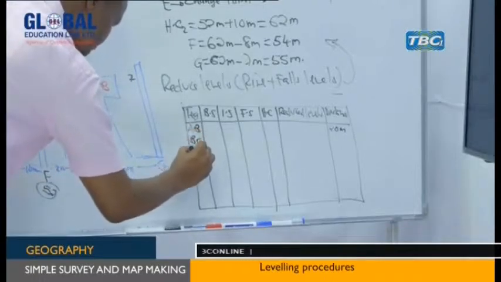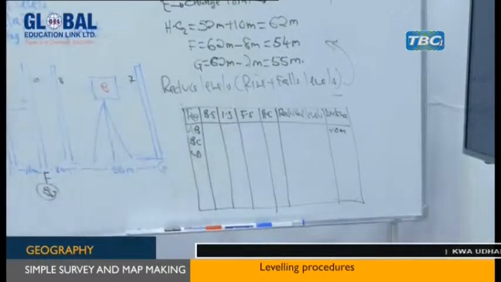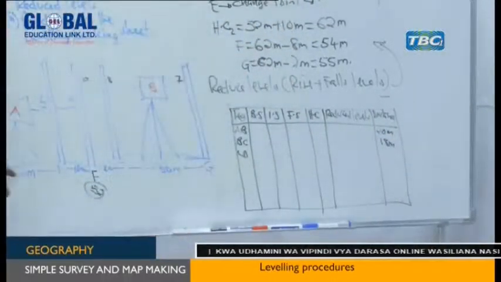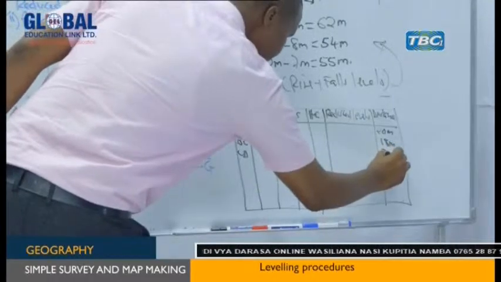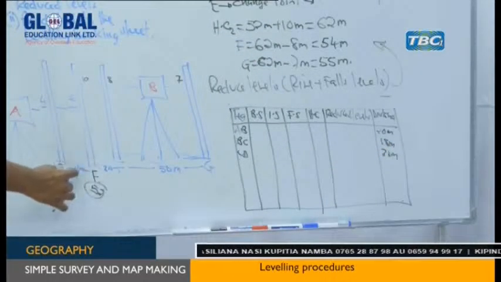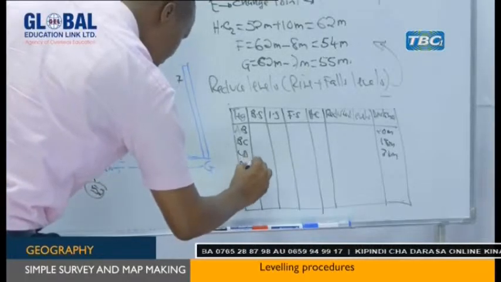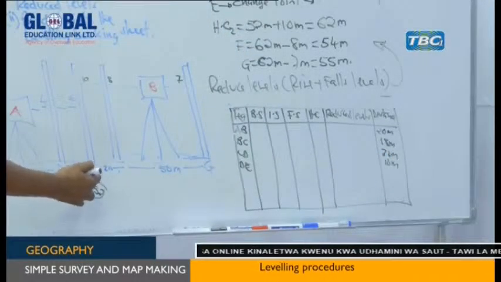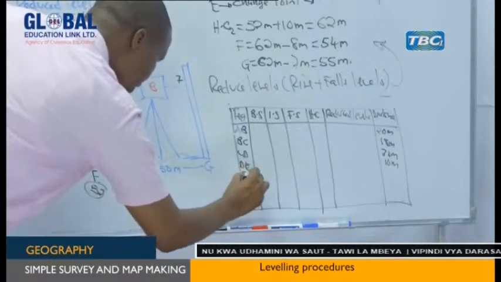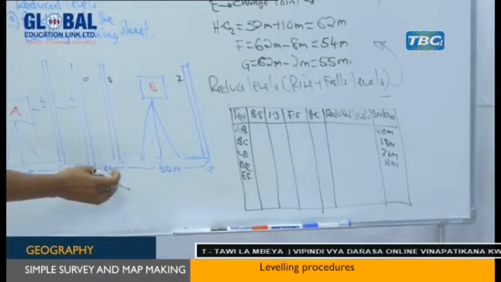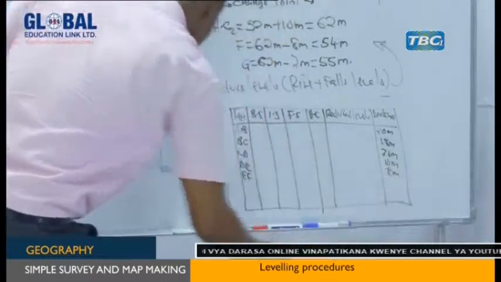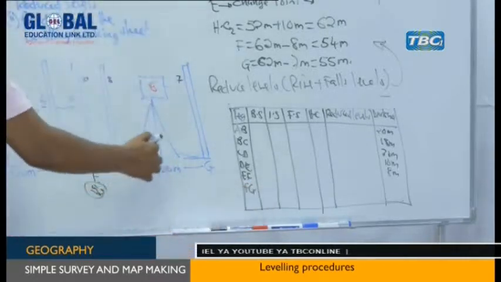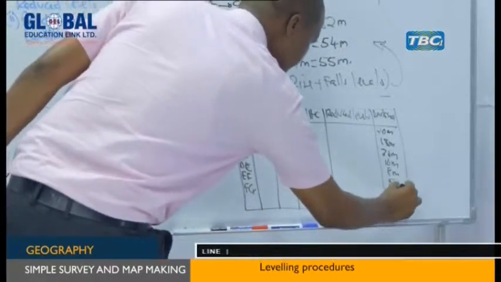Then BC, CD. BC is how much? As you can see, BC is 18, so write 18 meters. CD is 30 meters. Then DE is 10 meters. Then EF is 8 meters, so write 8 meters. Then FG is 50 meters. Are we together?